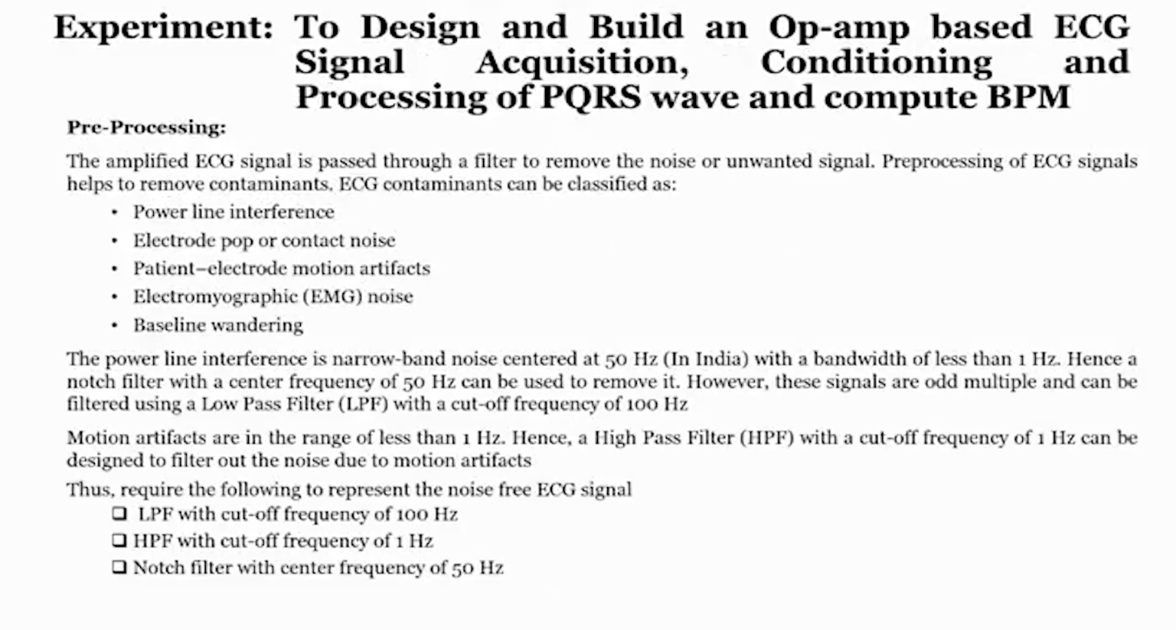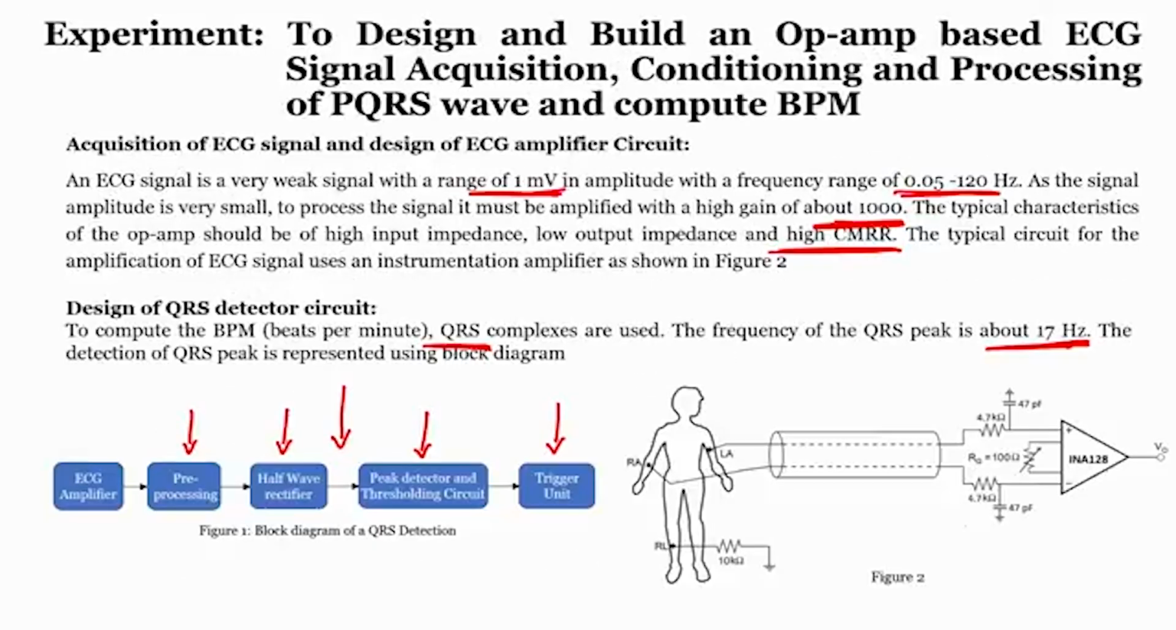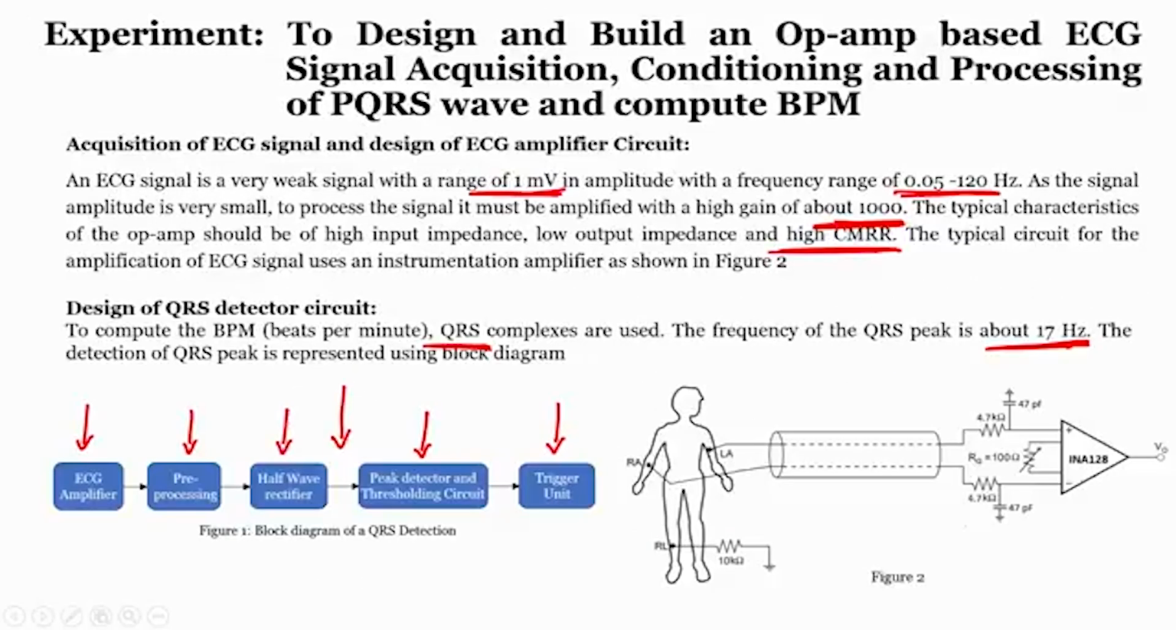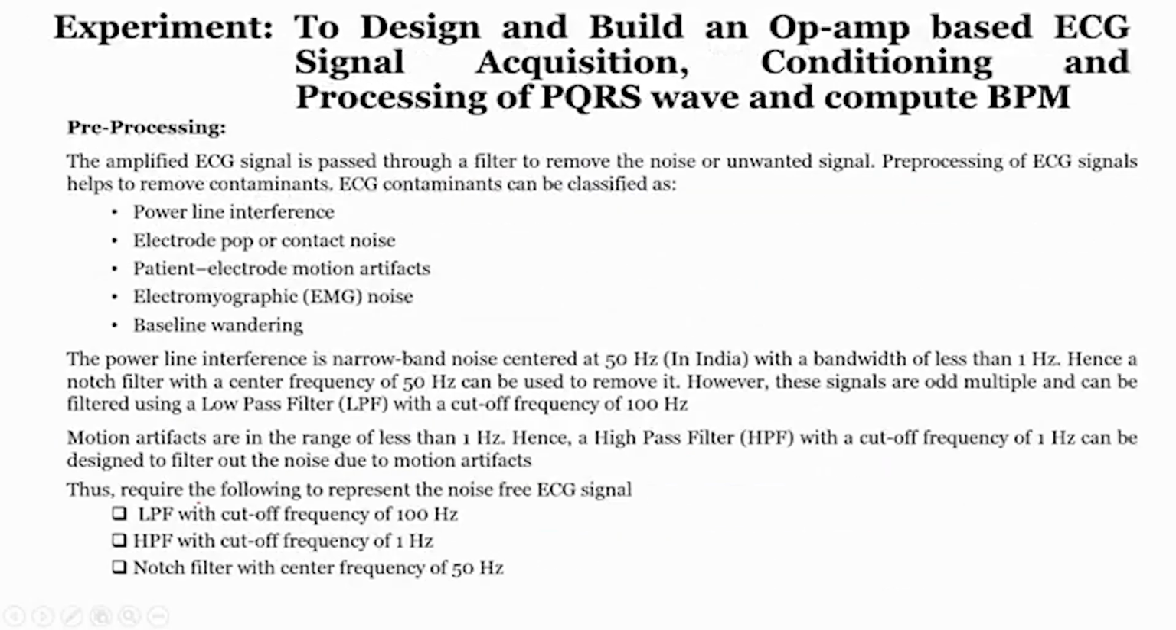So, now what to do with the pre-processing circuit? You have seen here that first is our ECG amplifier, and that we already have seen. Next step is pre-processing. So, for pre-processing the amplified ECG signal is passed through a filter to remove the noise or unwanted signal, and pre-processing of ECG signals helps to remove the contaminants.